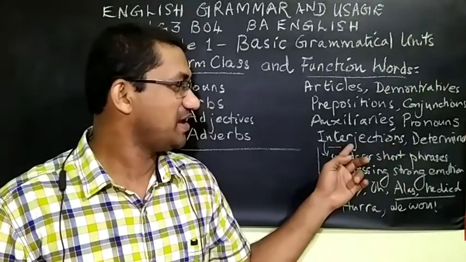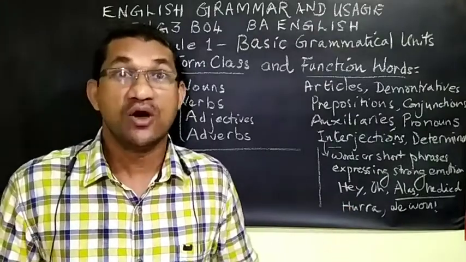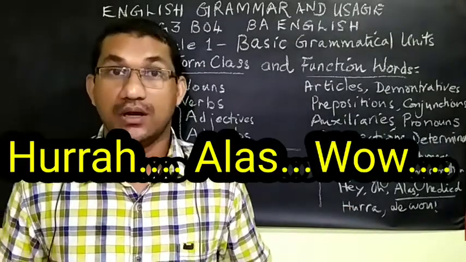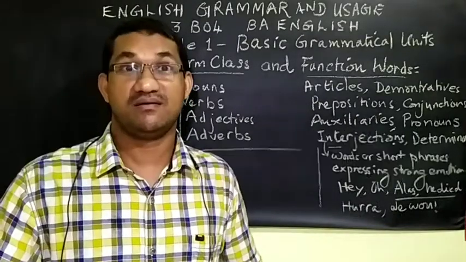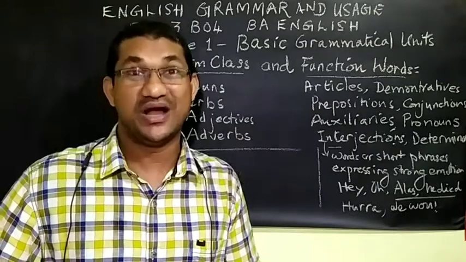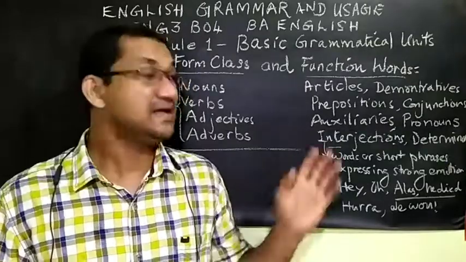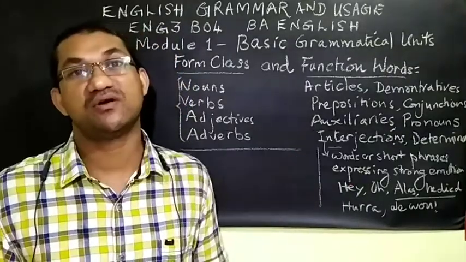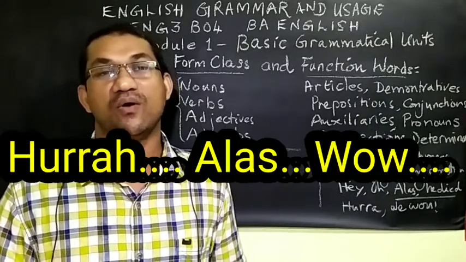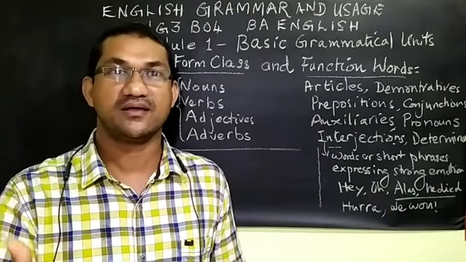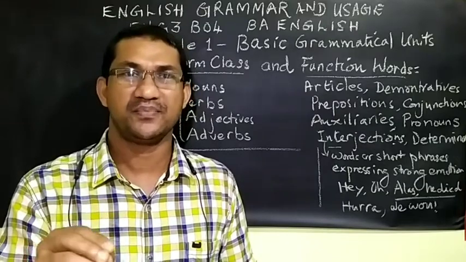And interjections. Interjections are small words that show some strong emotion. Hurrah, we won the match. Alas, he passed away. Hey, what a wonderful match. Oh, you have come. So these small words of strong emotions are interjections. And determiners, of course. We have determiners, a number of small words like either, or, all, and maybe both and. These small grammatical words can be determiners.